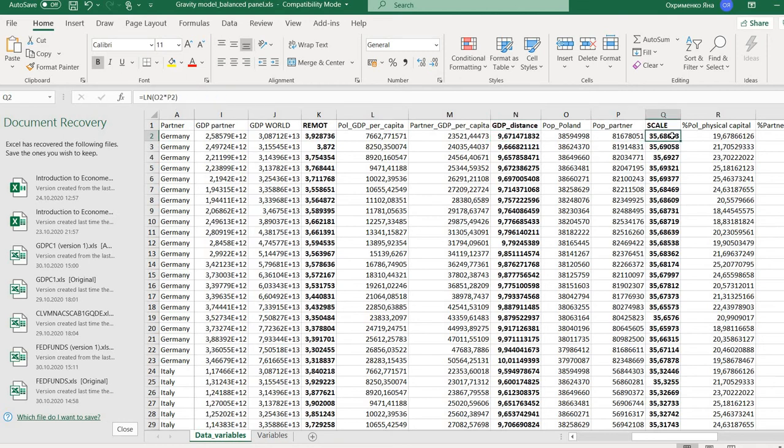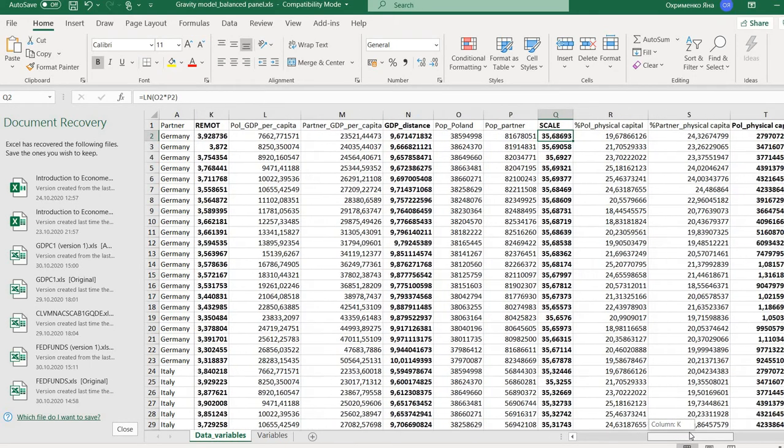So again, scale variable was taken from one of the papers devoted to gravity model of international trade. It's calculated as the natural log of the product of populations of two countries.